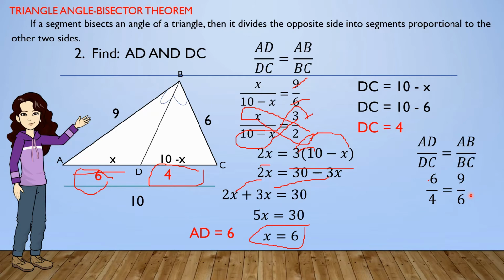Then, get the ratios in simplest form. 6 over 4 divided by 2 gives us 3 over 2. 9 over 6 divided by 3 becomes 3 over 2 also. Okay, check. So our answers are correct because they are the same ratios. If they have the same ratios, they are proportional.